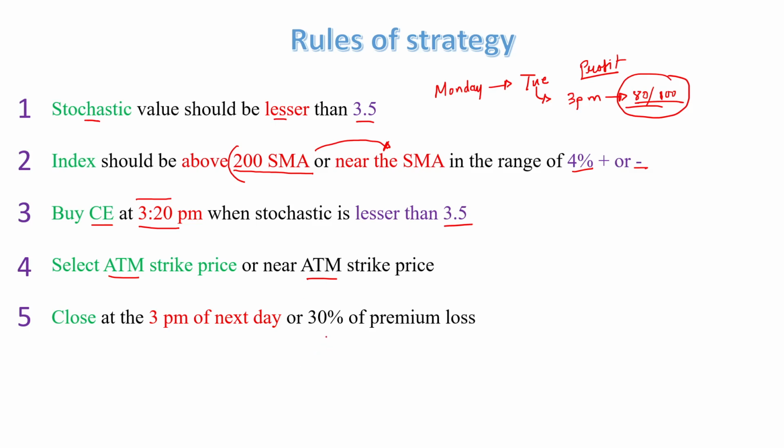For the stop loss, you have to keep a stop loss of 30% of your premium. So let's say if 100 is your premium, then your stop loss should be at least 30 points. That is what I mean to say. So let's say you took a trade on Monday, and on Tuesday morning, if you see a loss of around 30% of your deployed capital, then probably it's a good idea to close the trade, right?